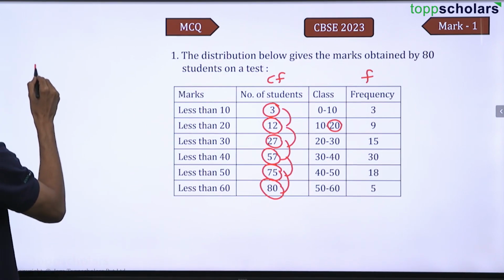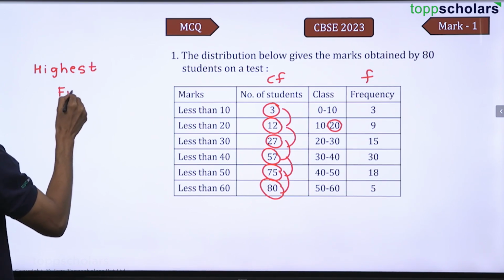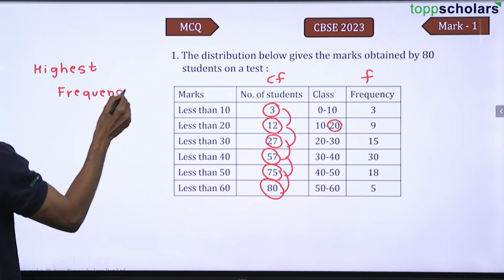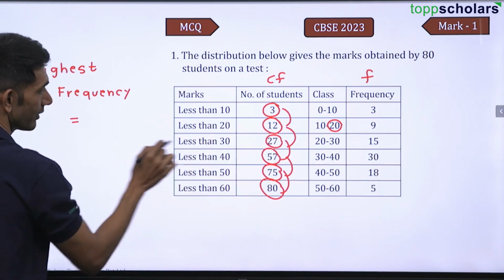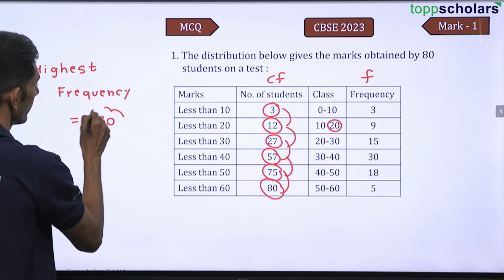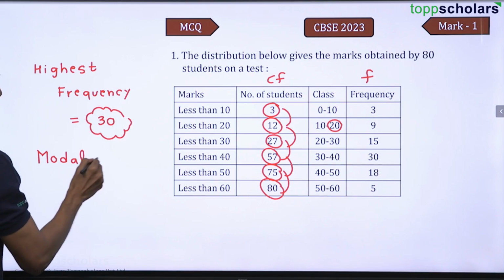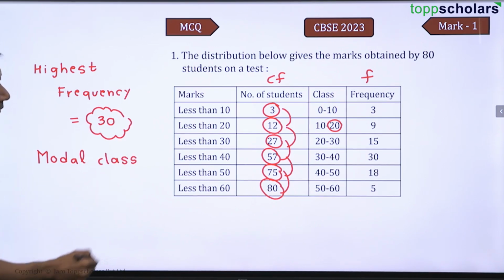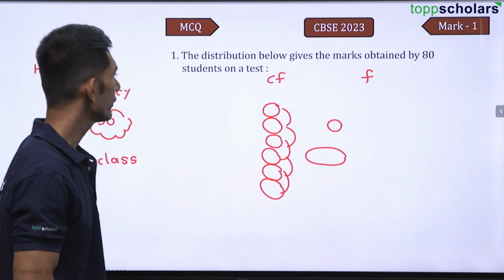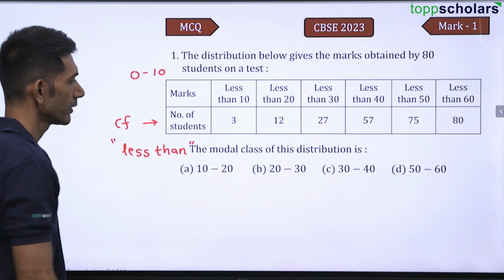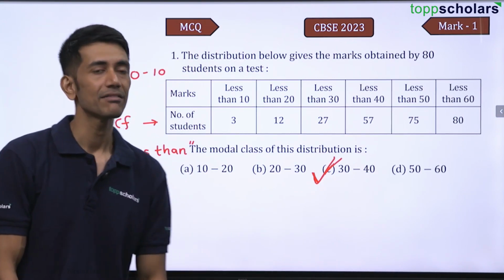Now see what is the highest frequency. Can I say the highest frequency over here is 30? So what will be the modal class? The modal class is going to be this, 30 to 40. So if you see the options, 30 to 40 is the correct answer. I hope you are getting this. 30 to 40 is the right answer for this.